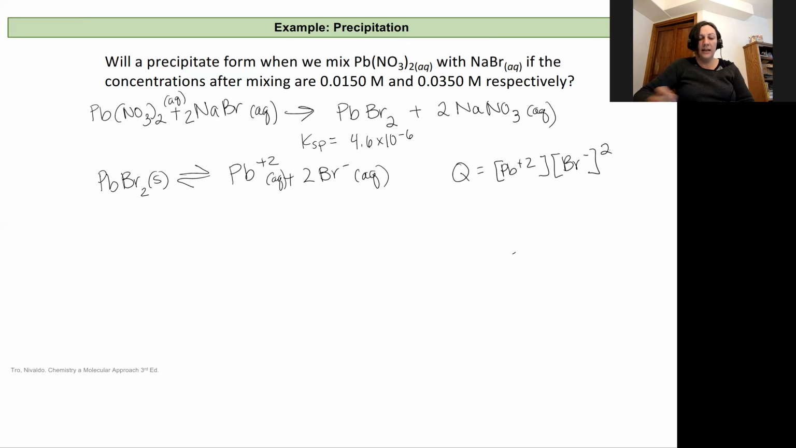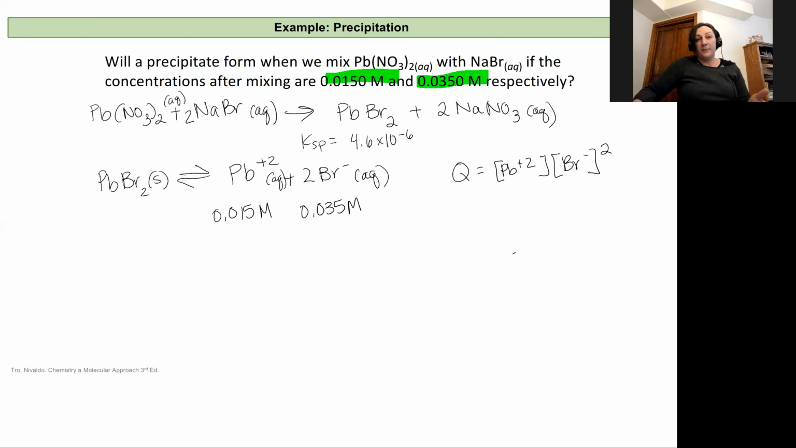And we're told we have 0.015 molar of our lead concentration, or our lead nitrate, and we have 0.035 molar of our sodium bromide. So our lead is going to be 0.015 molar that we have around, and the concentration of our bromine that we're going to have is going to be that 0.035 molar. And that's just coming from our problem. This is the given information that we actually have with the problem.